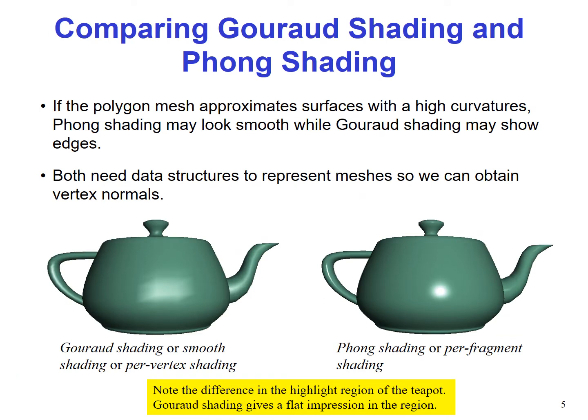Now comparing the output of Gouraud shading and Phong shading, this one is done with Gouraud shading and this one is done with Phong shading. See how you can still see some edges over here, whereas there are no edges visible and the specular highlight just decays smoothly outwards.